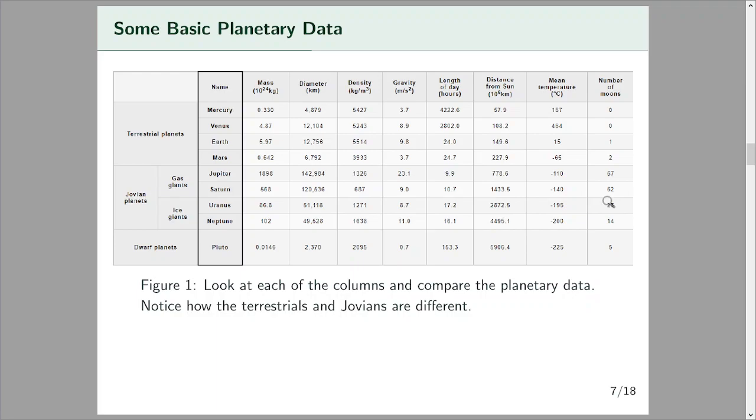Let me just do a last. So the Jovian planets have a greater mass, a greater diameter, a smaller density. The gravities are a little complicated. They spin faster. They're far from the sun. And they're at colder temperatures, and they have many more moons.